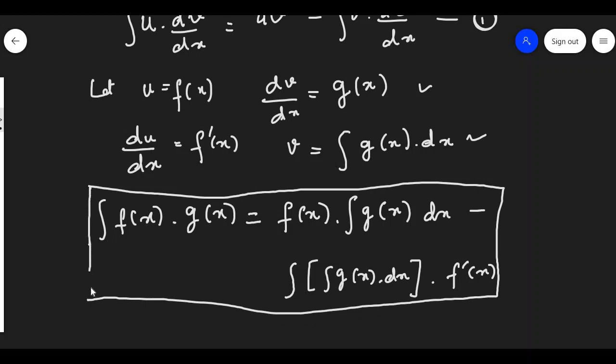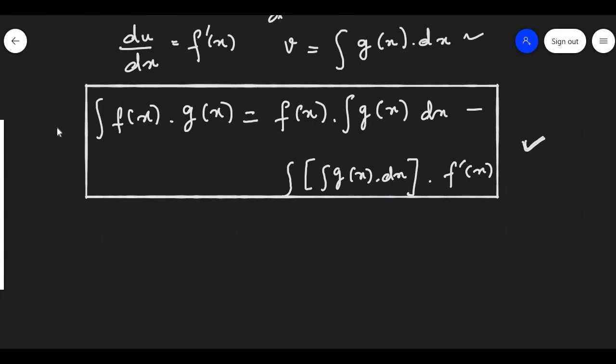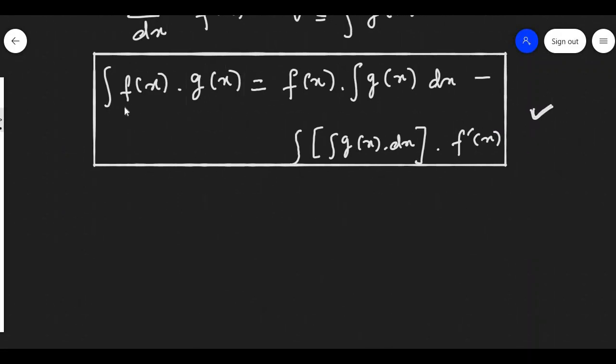So, whenever you have two functions in product, you will use this formula, that is first function into integration of second function minus integration of second function into differentiation of first function. We are going to utilize this method. Now, the trick of this method lies in selecting the first function and the second function. How to select first function and second function in our problems.